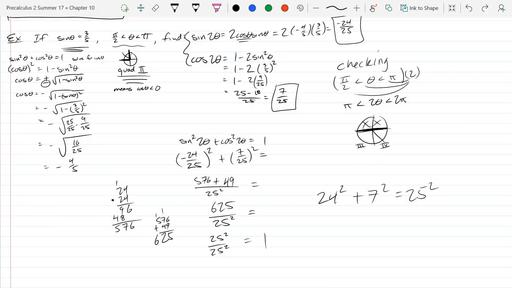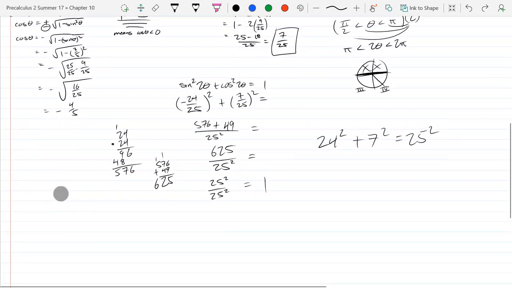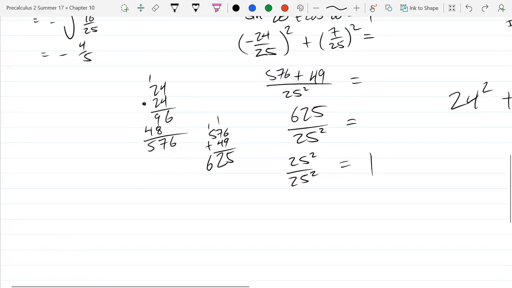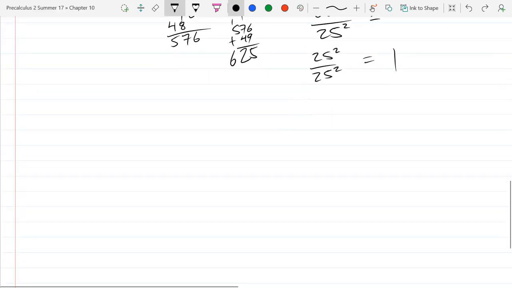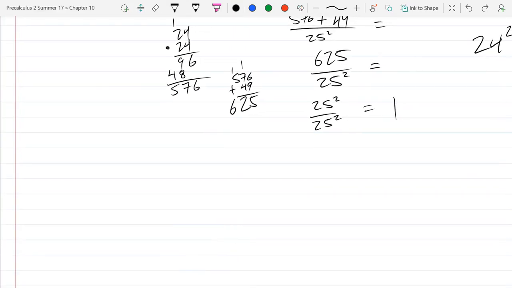Now, I say this is not a full check because even though they added up squared to 1, I could have had the wrong two values in there. So just because they add up squared to 1, that only means they're on the unit circle. Now we're going to create some more identities. And we're going to start with that cos 2 theta.